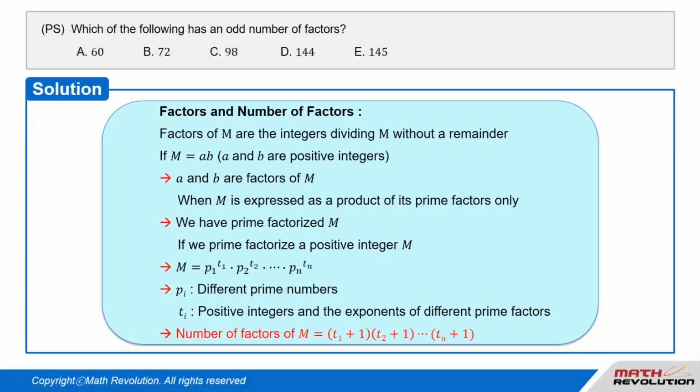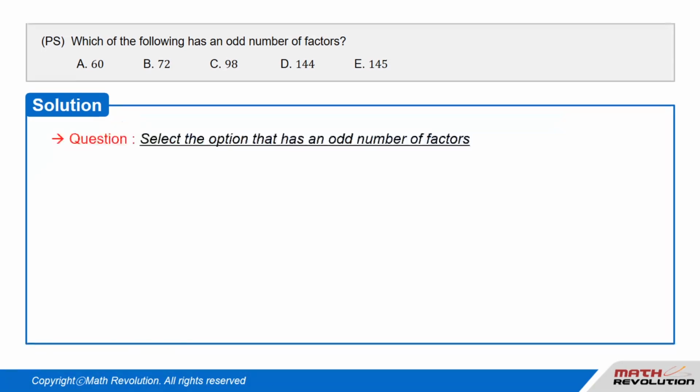Question: Which of the following has an odd number of factors? Solution: We are required to select the option that has an odd number of factors. The first step will be to prime factorize all the options one by one.